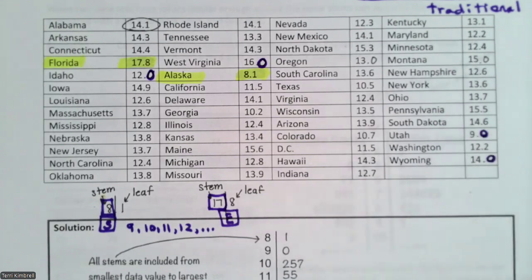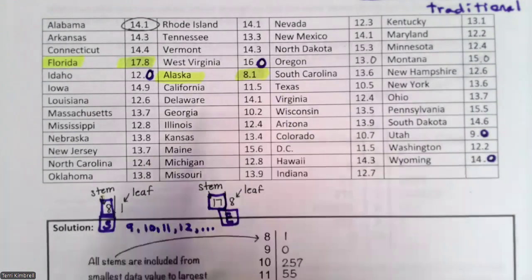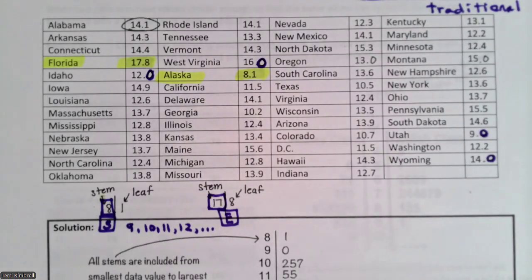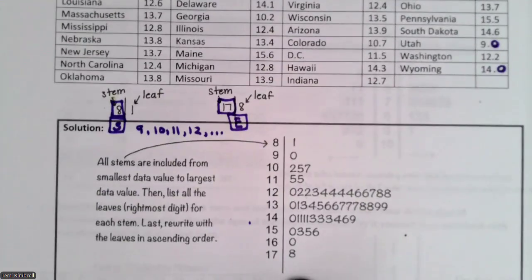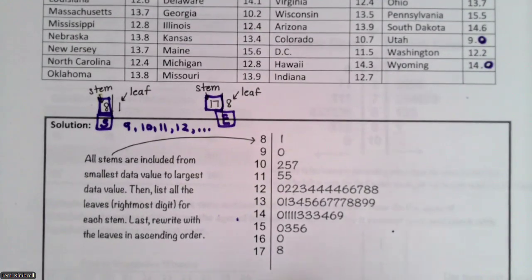So when you're looking at this, you're looking at the percentage of the population that's 65 and over for each state. So when you're looking at that with your decimals, remember there is a zero following the decimal point. So if you don't see a decimal digit here, it's understood to be a zero. So we're putting our stems and our leaves, and we're going from largest to smallest.